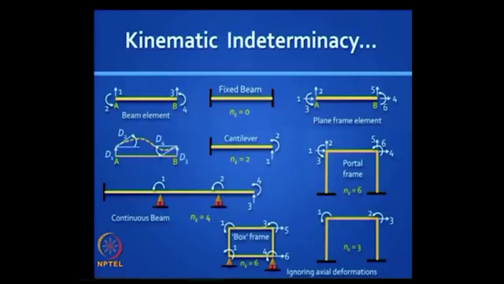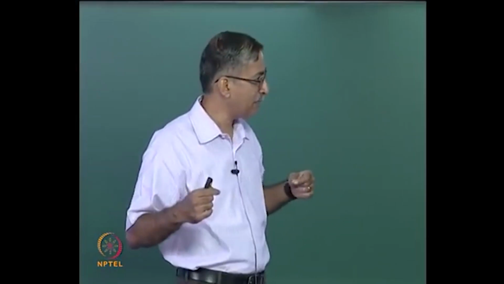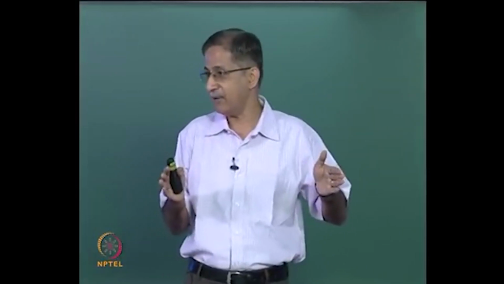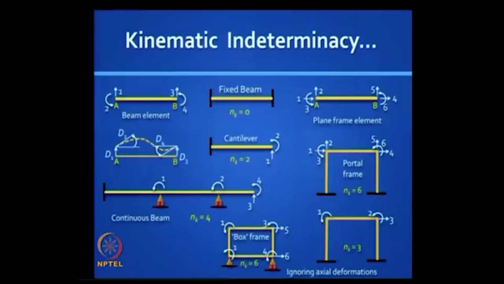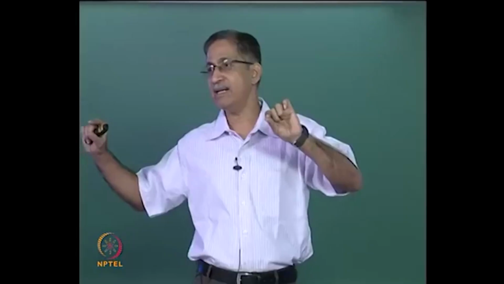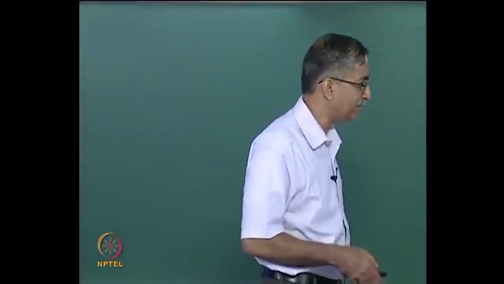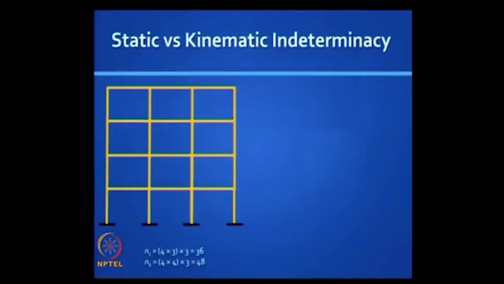But if you ignore the axial deformation, that 6 reduces to 3, because the 2 columns will not change their lengths, so there is no vertical movement possible, and the sway is the same for the entire frame. That means if that beam element will move horizontally, the left end and the right end will move identically. Does it make sense? There is another example of a box frame. Let us take a proper multi-bay, multi-storied building.